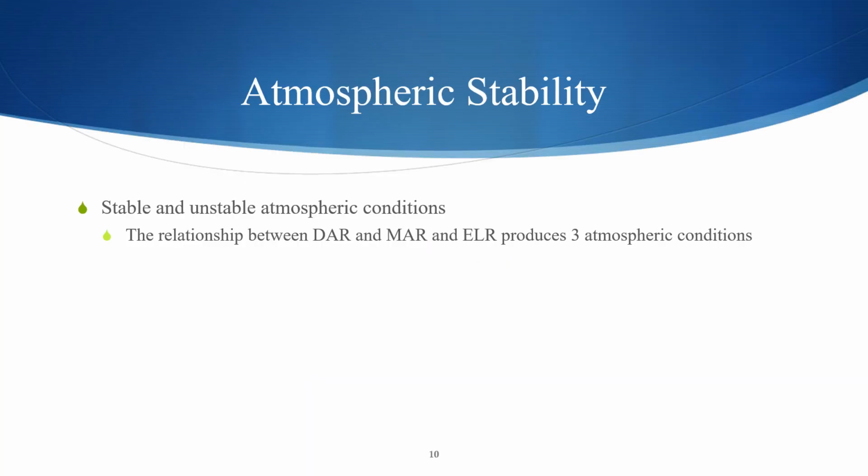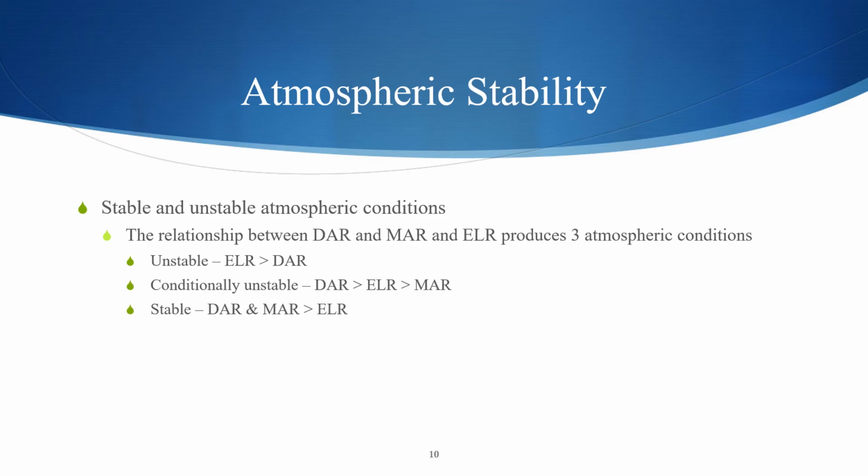And this slide is just basically looking at the relationship between the dry adiabatic rate, the moist adiabatic rate, and the environmental lapse rate. Depending on how those relate to each other, it can produce 3 different atmospheric conditions. We can have unstable, conditionally unstable, and stable. I am not going to go through all of these. You do not need to know all of these. If you are really wanting to look at these different relationships, you can either stop the video or go check out the PDF I have up on Moodle.